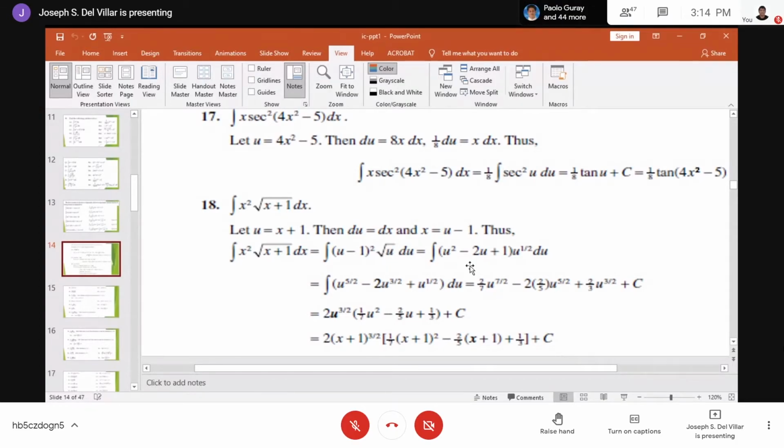Transform radical into fractional exponent. So that is u to the 1/2 du. Okay? And then expand. No? Expand this binomial. Square of the first term plus twice the product of the terms plus square of the last term.